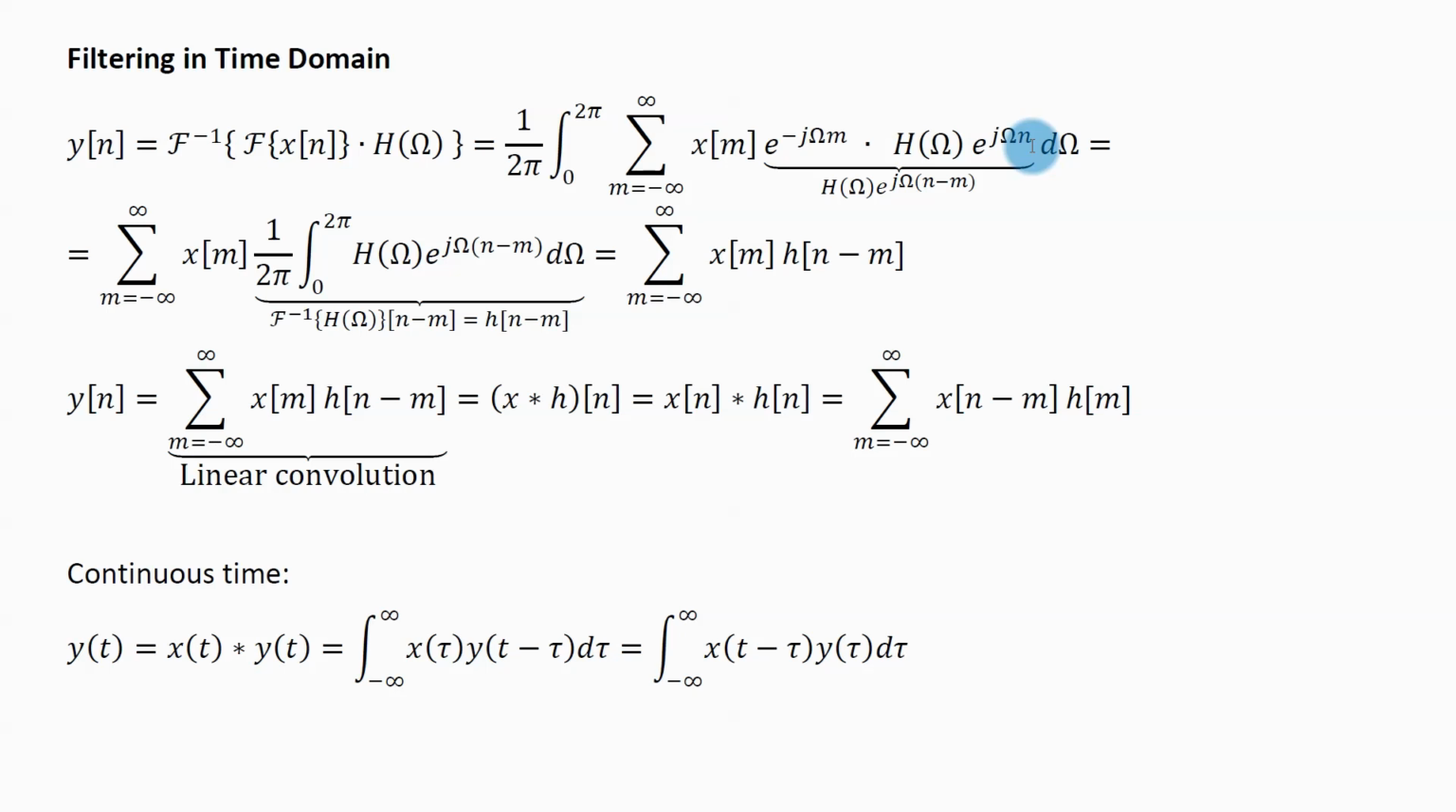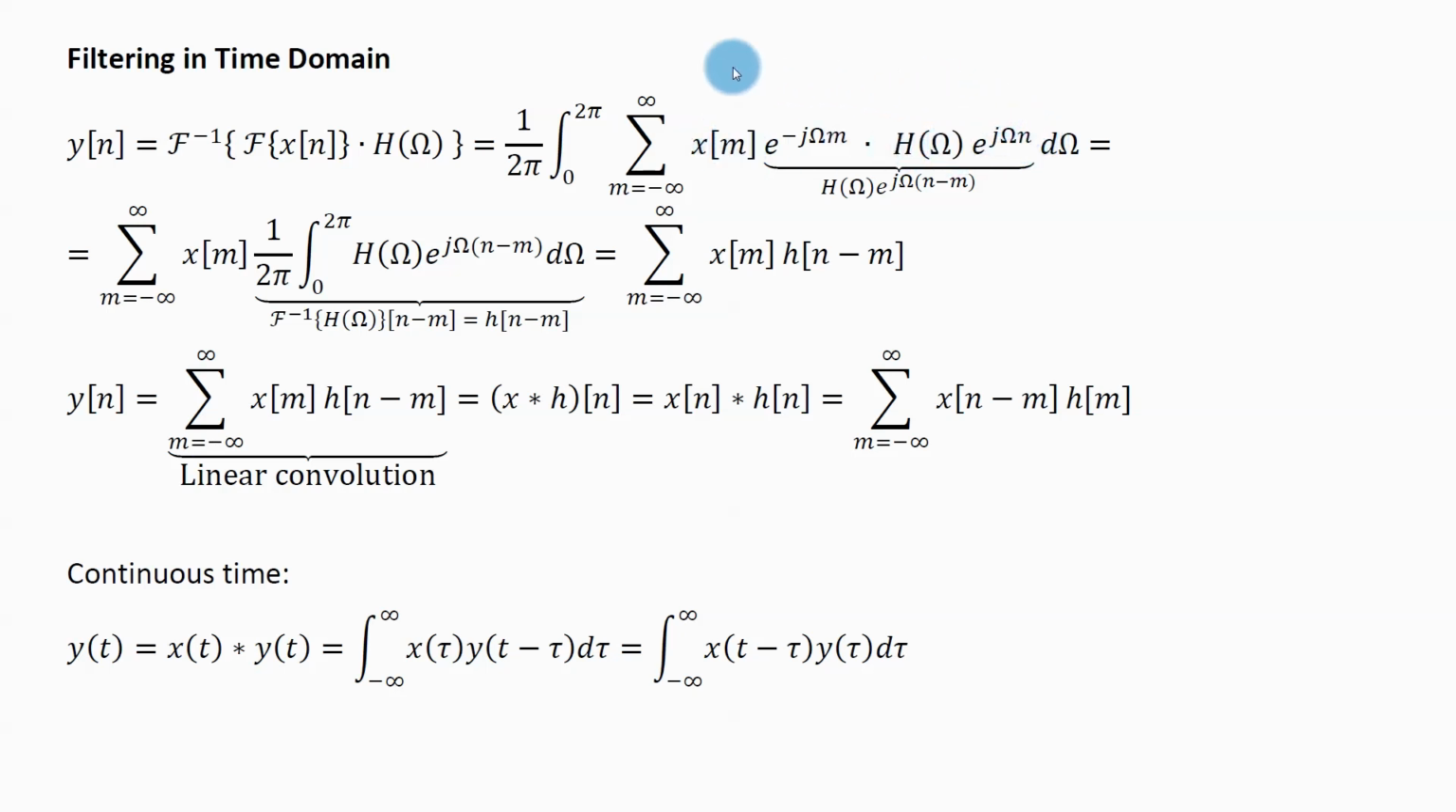Now here you can see why I had to change this index from n to m. I already have index n here, and I can have different numbers here and here. This, for example, can be 25, and this can be -17. So I cannot use the same letter for this index and this index.